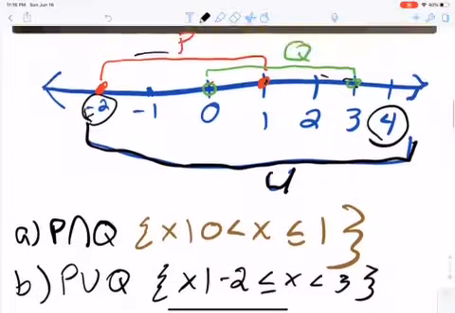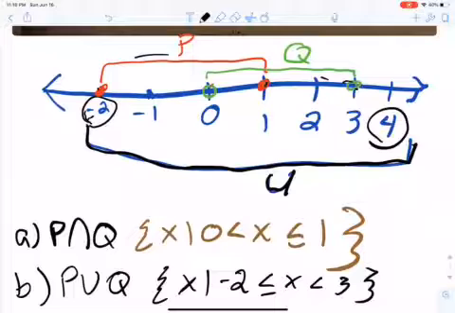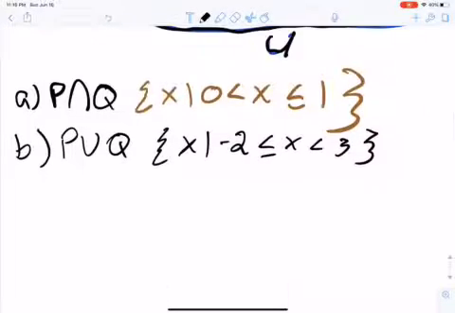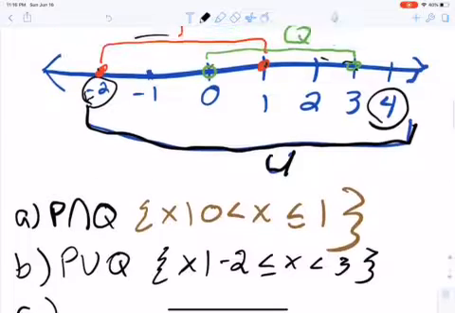Is that right? Make sure to include that, don't include that. All right, so it looks good. Let's look at C. Moving along here.